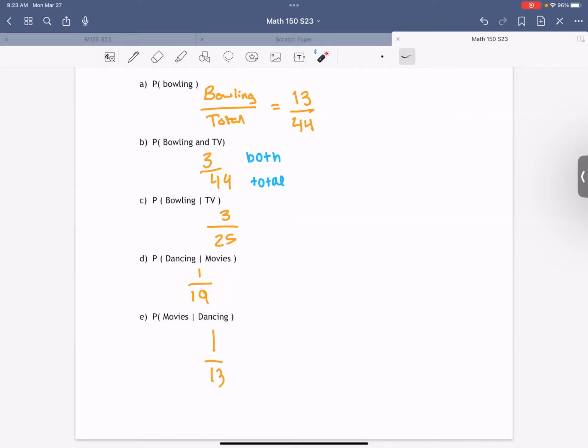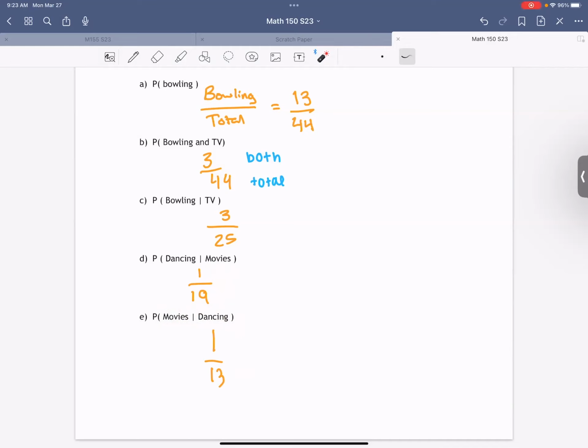And then part E was, okay, I want to find the probability. I actually switched up part D and I just switched the two here. So this time I'm only interested in the people who like dancing and I want to find the probability that they like movies. Hunter, you want to take us through this one? It's just the people that like movies and dancing over the total people that like dancing.